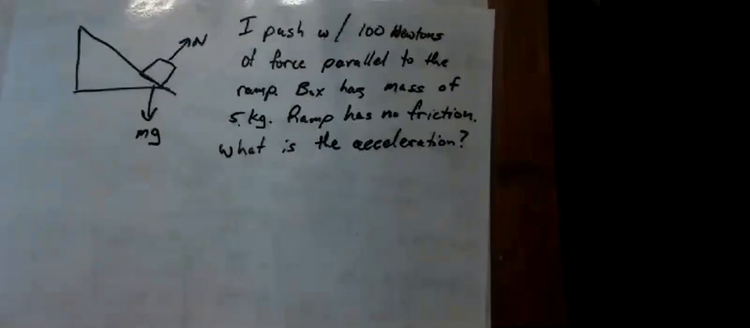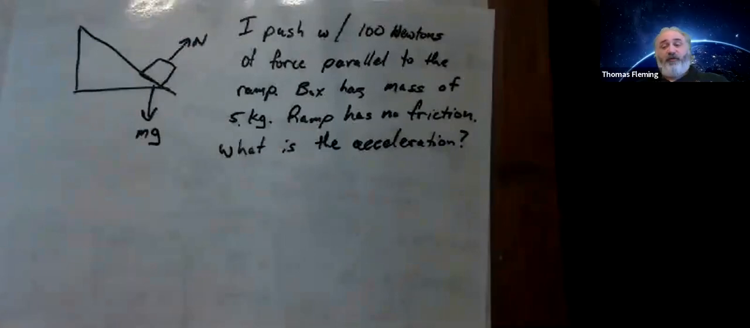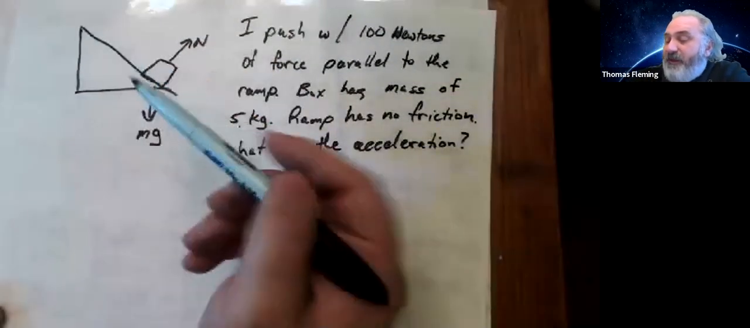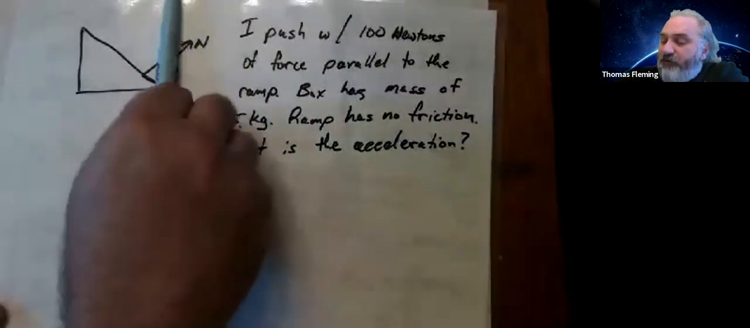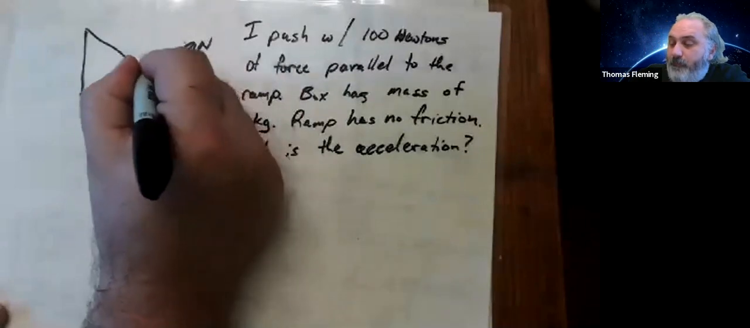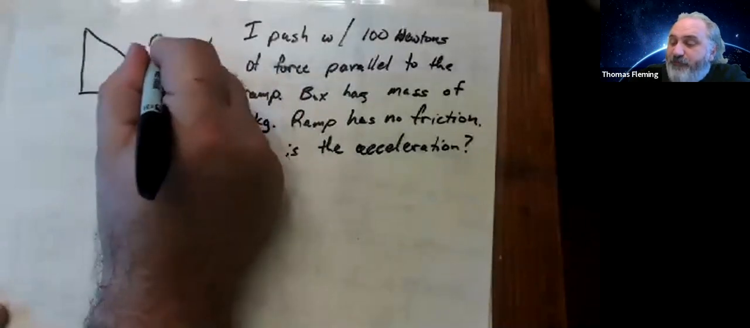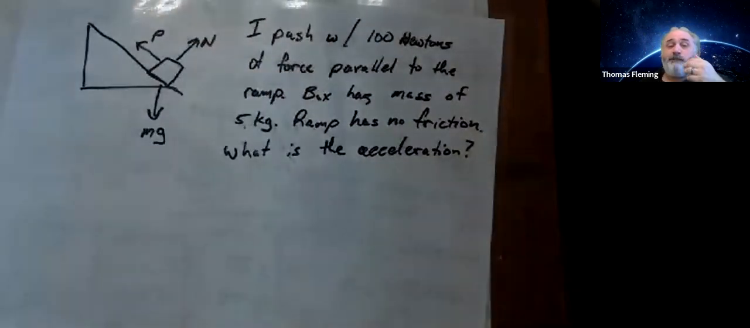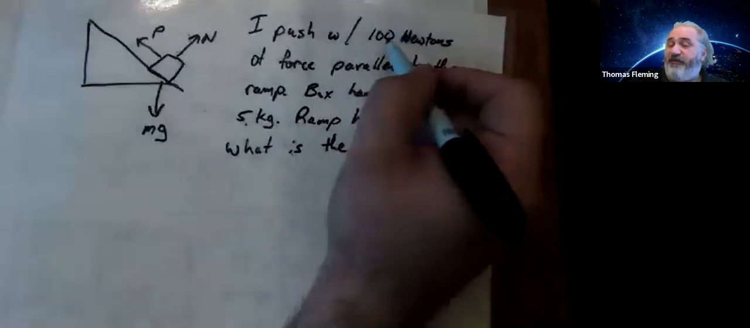I'm applying a force, like I'm pushing the box, right? And it says that I'm trying to push the box up the ramp. So it's parallel to the ramp. It's going to be not straight up or straight sideways, but parallel to the ramp is what it says in the problem. I'm going to call it P for push. And it's 100 newtons.